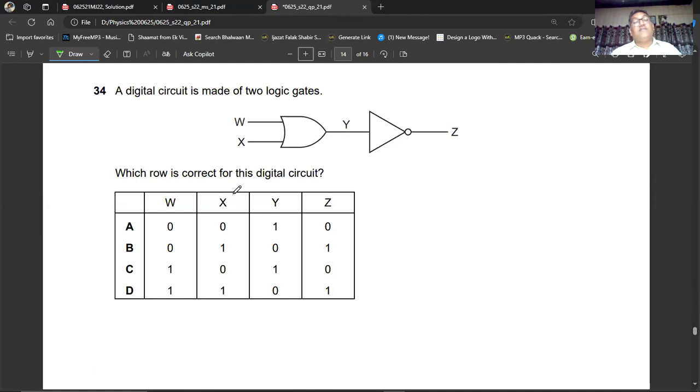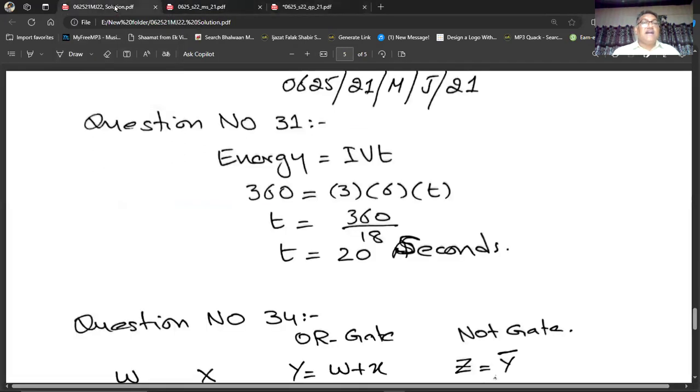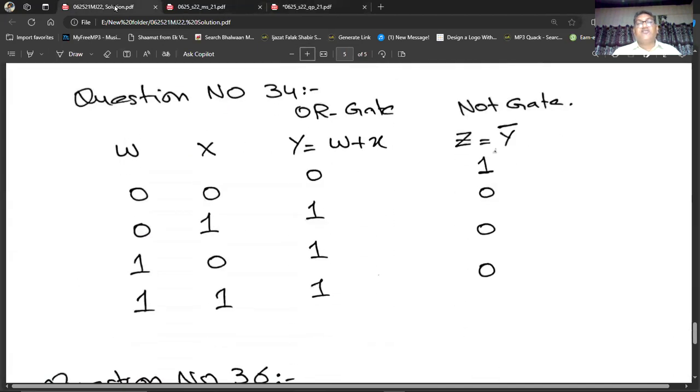Here a truth table is given. We have to choose which one is right. You see, this is OR gate, and then we have this NOT gate. So OR gate and NOT gate are attached. Okay, so I will make its truth table. OR gate is like addition of the inputs, and NOT gate will invert whatever is the result on Y. So 0, 0, the answer will be 0. And when you invert it, the answer will be 1.